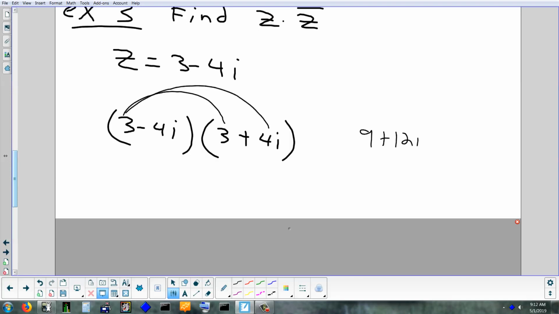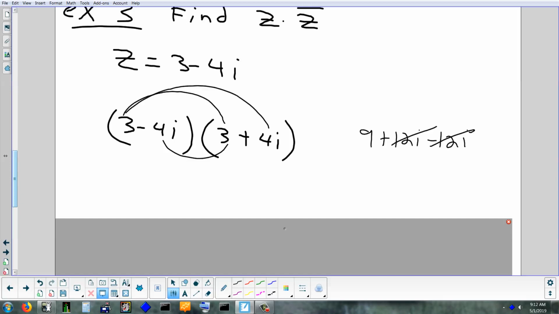12i. And what about 3 times negative 4i? Negative 12i. Well, that was a waste of time. We did positive 12i, negative 12i. Those are just going to disappear. And anytime you multiply conjugates together, that's going to happen every time. So if it's just going to disappear, I'm not going to bother doing it.